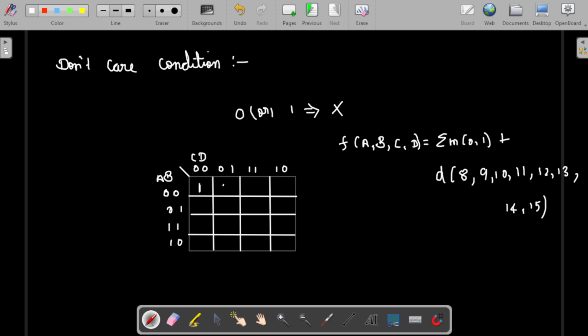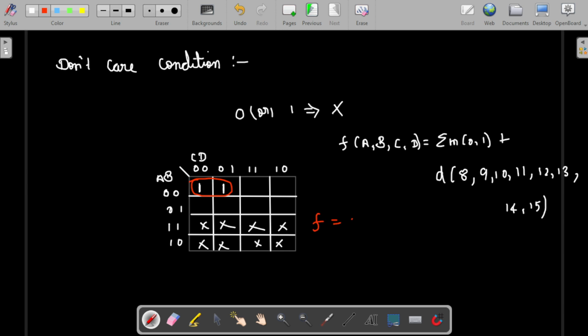These are marked as 1. The don't care condition starts from 8. Counting 1, 2, 3, 4, 5, 6, 7, 8, so 8, 9, 10, 11, 12, 13, 14 and 15 are all don't care. The grouping can be done in two possibilities. One is you can directly group like this and write the function. So f is equal to, what is this?